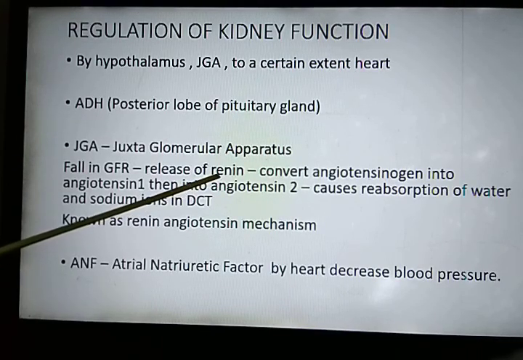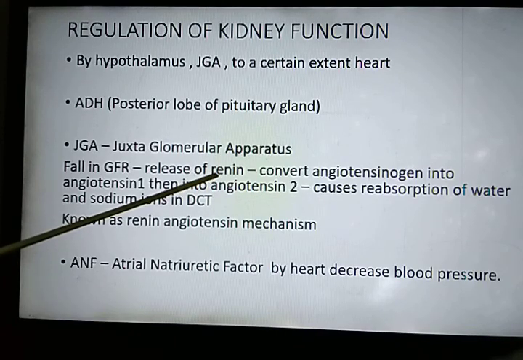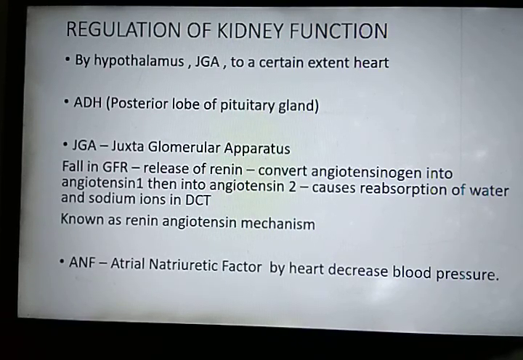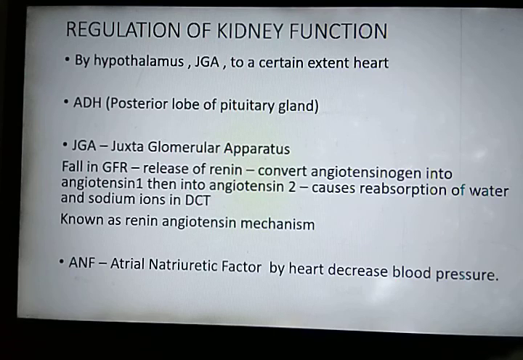renin. Earlier also, in lesson 16, you have studied about renin, and the spelling was renin. That renin was responsible for the breakdown of milk protein, and this renin also has a role in kidney function. So let's start.